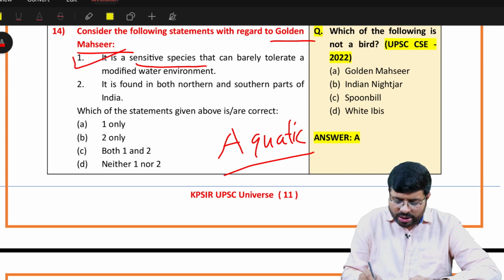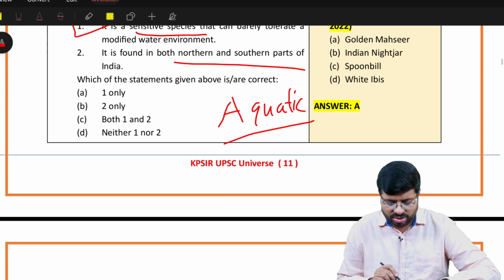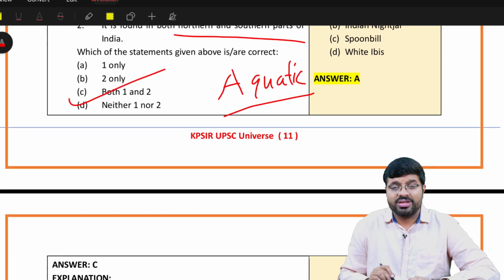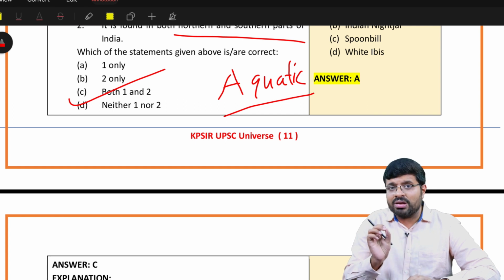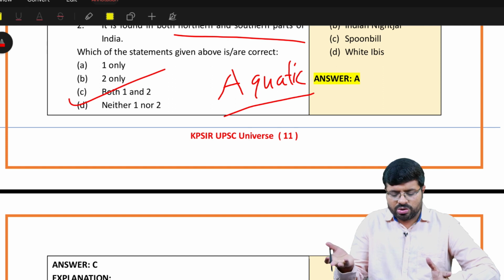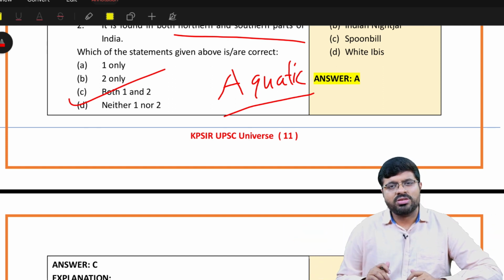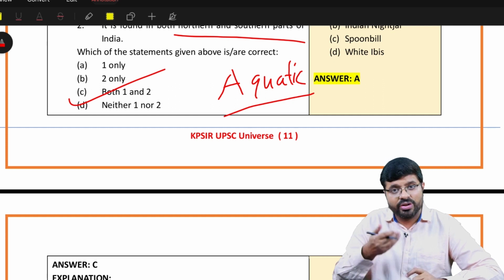And it is found both in northern and southern parts of India. Yes, found in Karnataka and also in the north. Answer is C. See, with certain knowledge only you can answer this, otherwise you cannot. This is specific knowledge, so you are learning now. The objective of mocks is not just to test your knowledge, but also sometimes to give you additional knowledge.